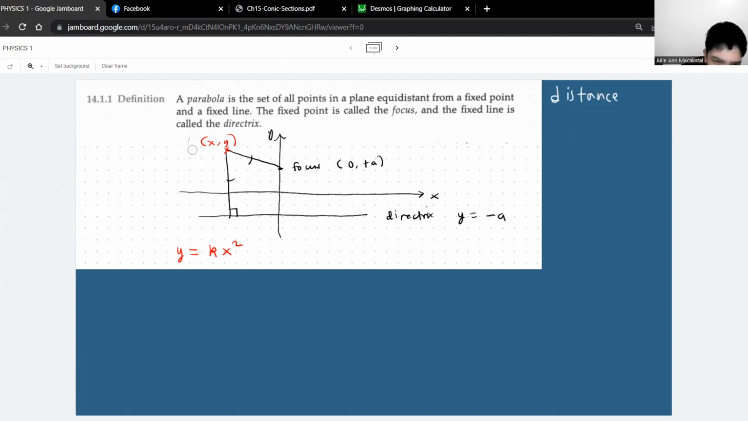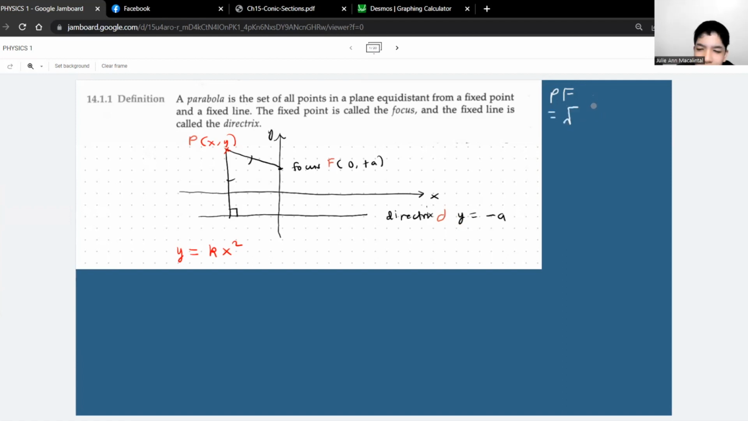I have an idea. Tapos yung focus, tawagin mong F. So PF is what? Okay, nice. So now there is no distance to from. There is only PF. So PF is equal to?